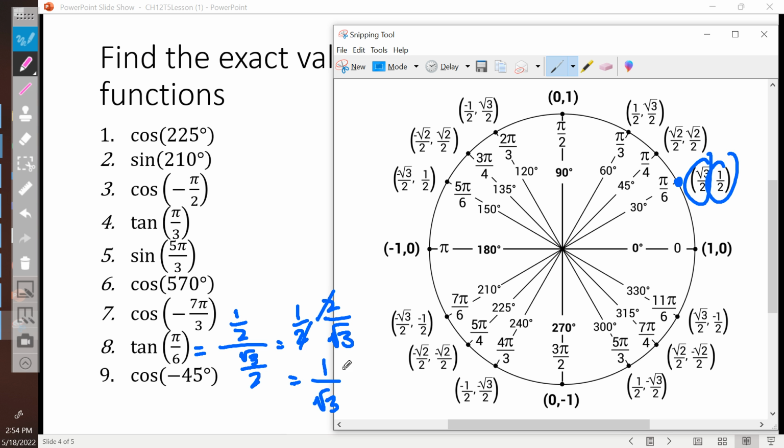But remember, no square root in the bottom. So multiply by square root 3 on top and bottom. That gives us square root 3 on top and square root 9 on bottom, which is just 3. So we get our answer for tangent of pi over 6, square root 3 over 3.